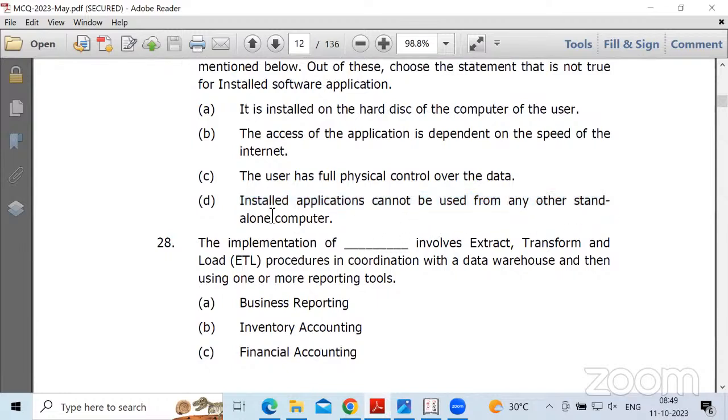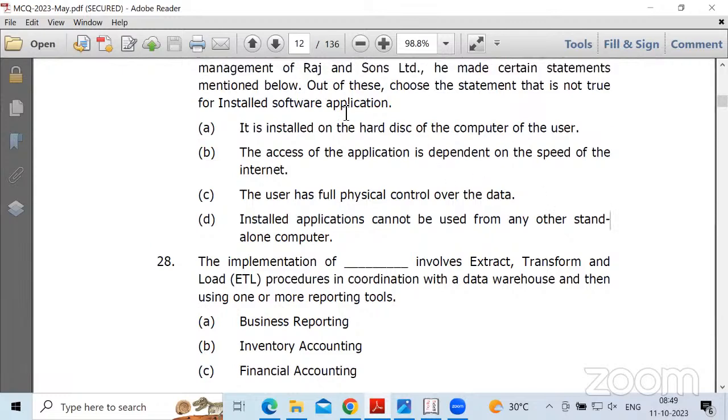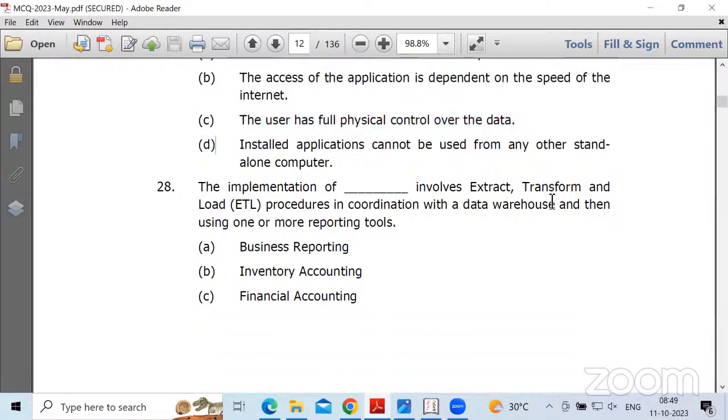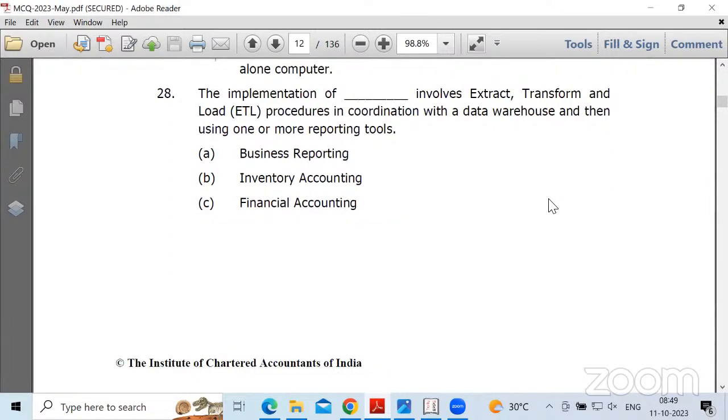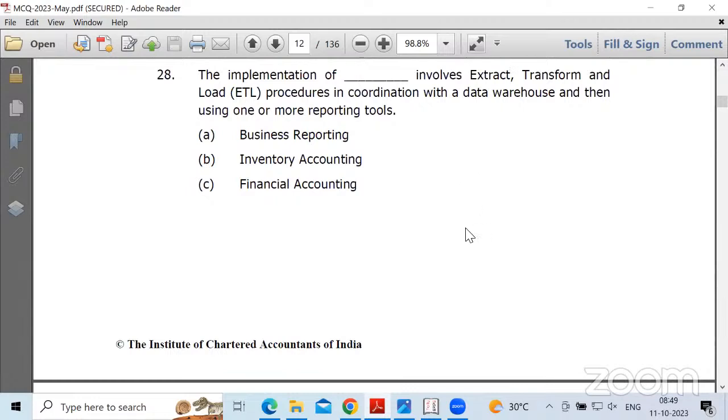That is also correct. Standalone computer means you will not be able to access it from the internet or through the local area network. So out of this, choose the statement that is not true of the installed software. The user has full control over data. In a user data access only the database administrator.